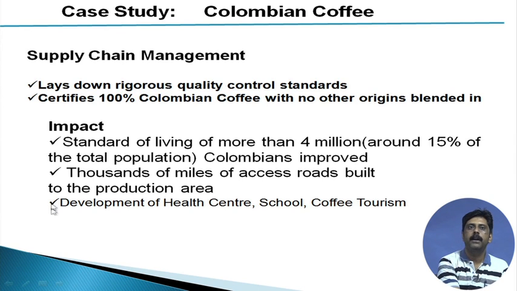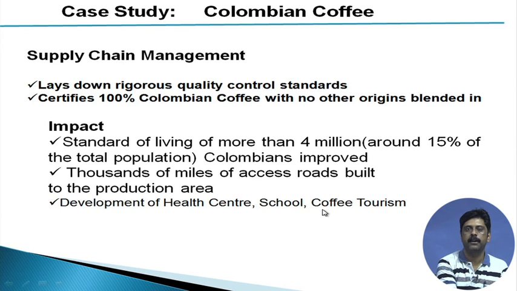So, now what output has come up? Okay, so, as input, they registered a geographical indication, Colombian coffee. They are producing, and they are maintaining supply chain integrity or supply chain management. Then impact: the standard of living of more than 4 million Colombians improved, thousands of miles of access road were built into the production area, and health centers, schools, and coffee tourism were developed.